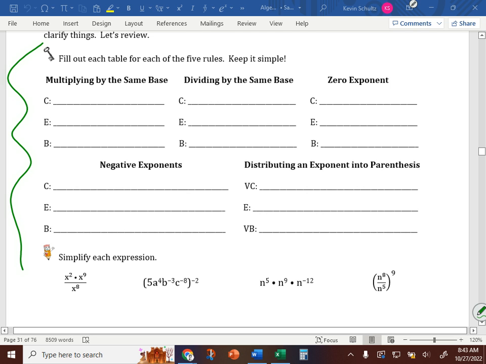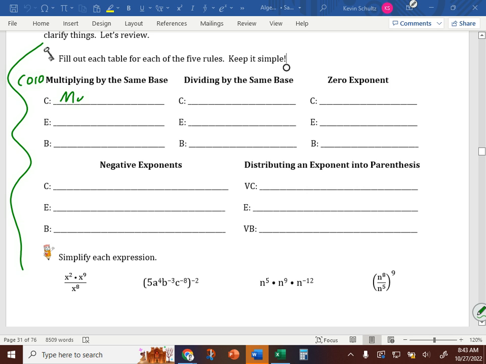Multiplying by the same base, back from CO10. What happens with the coefficient? Actually, I'm going to write the CO10 over here. What happens with the coefficient? What happens with the exponent? What happens with the base? Tristan. Multiply. Added. Base stays the same. Okay.